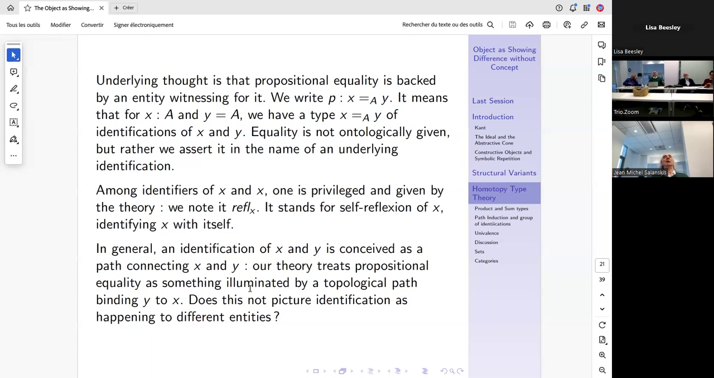And in general, homotopy type theory asks us to conceive an identification of x and y as a path connecting x and y. So the theory seems to treat propositional equality as something which is illuminated by a topological path binding y to x. So it seems to picture identification as happening to different entities.